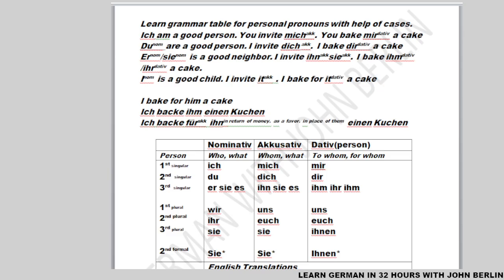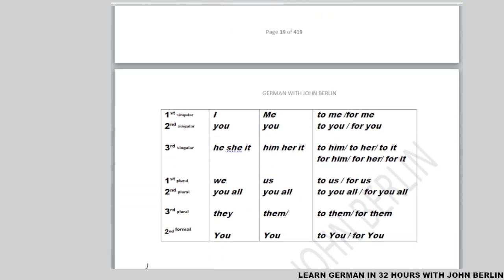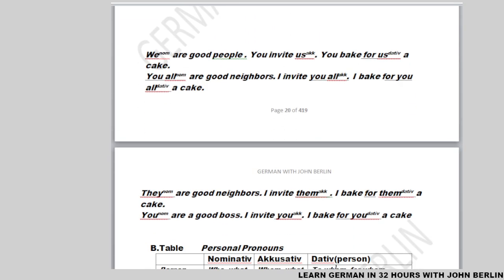Then we had done it for the neutral version. It is a good child. What is it? Can you look and tell? Yes, es. Perfect. And then I invite it once again. Whom do I invite? It again looks like es. Es. And I bake for it a cake. What is for it? For whom? For it is like ihm. Ihm. Perfect. Now moving forward, we come down and we look again at the table.